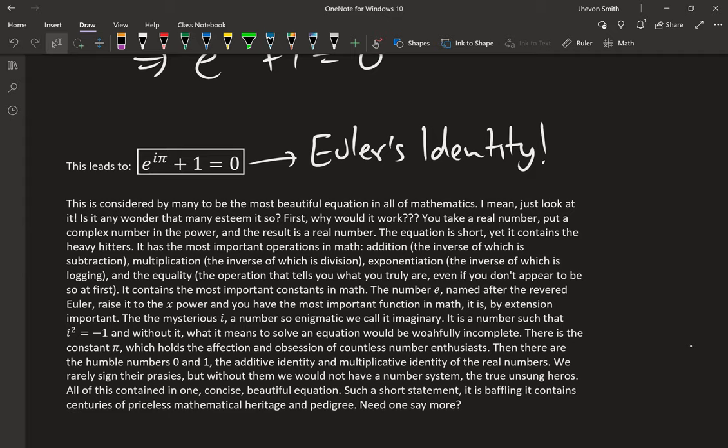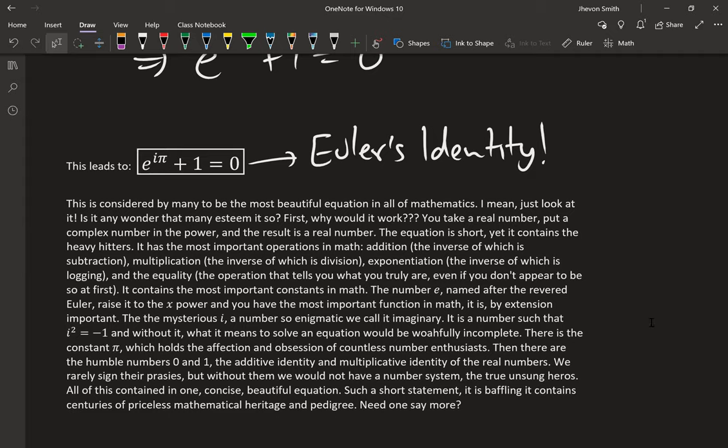First, why would it work? You take a real number, you put a complex number in the power, and the result is a real number. The equation is short, yet it contains the heavy hitters. It has the most important operations in mathematics, if you look. Addition, the inverse of which is subtraction, has multiplication in the power, the inverse of which is division. It has exponentiation, the inverse of which is logging. It has the equality, right? The operation that tells you this is equal to that, right? It tells you who you are, even if you don't look like it in the first place.